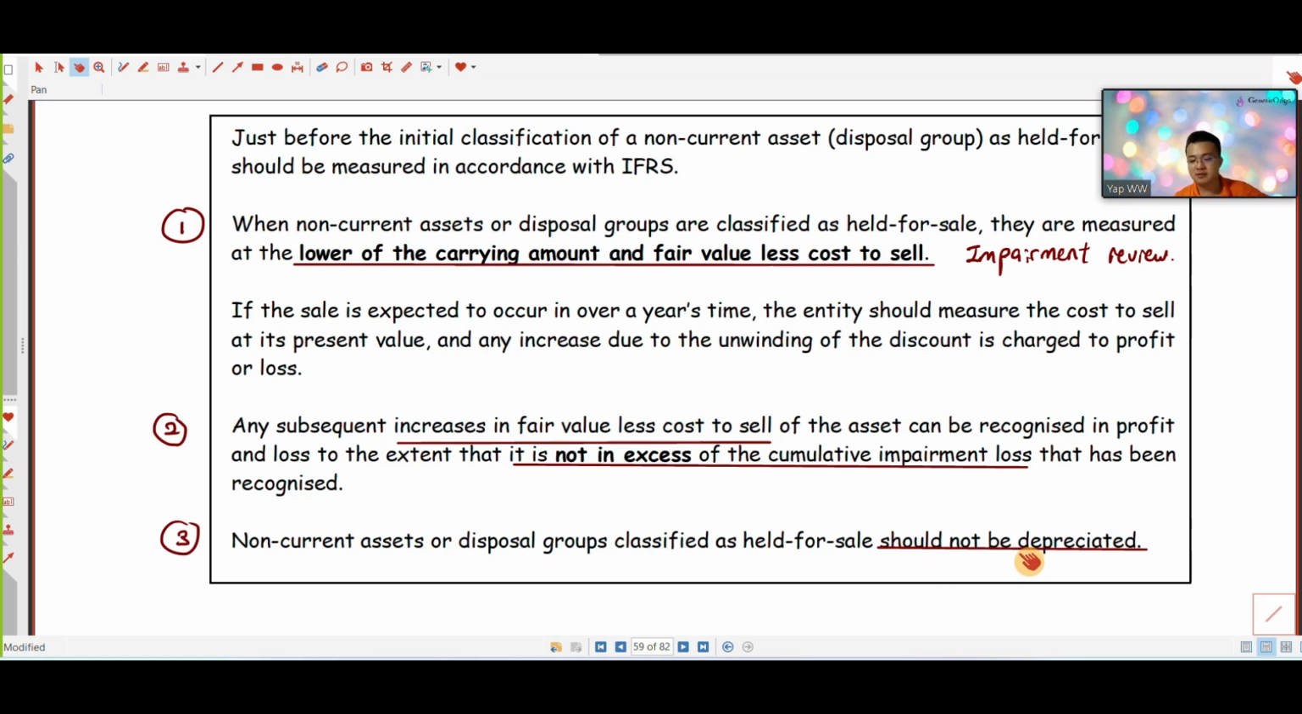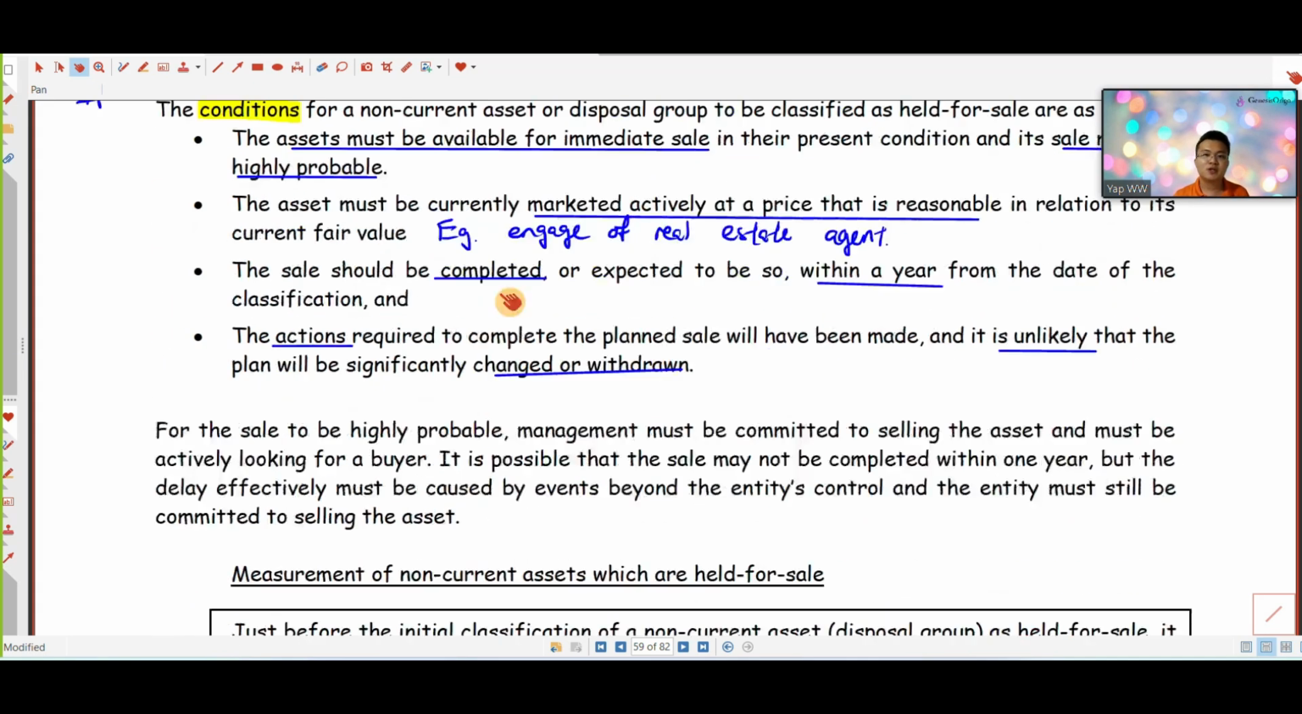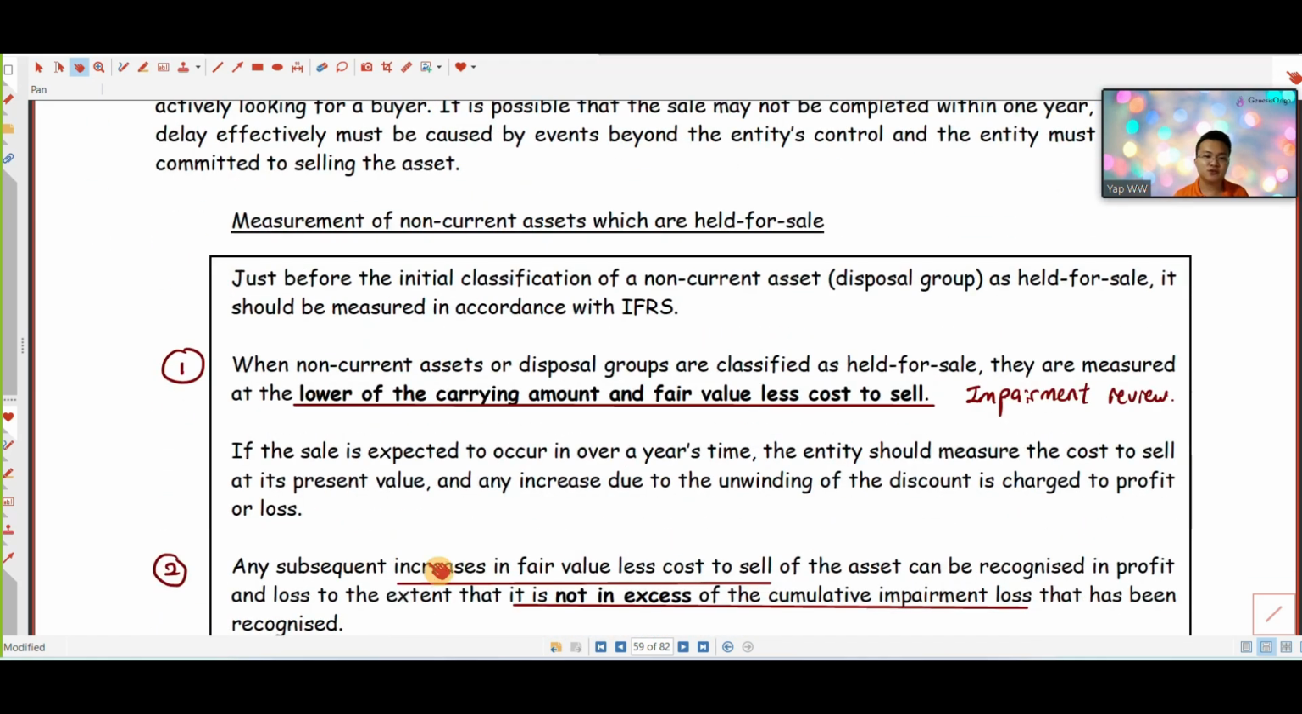We don't use it. So when there's no depreciation, what happened to your profit? Profit will be higher, isn't it? So if management wants to manipulate accounts, they can say, oh, my asset is held for sales now, so no depreciation. Then immediately they can show higher profit. We don't want that to happen. That's why we impose so many conditions to fulfill.